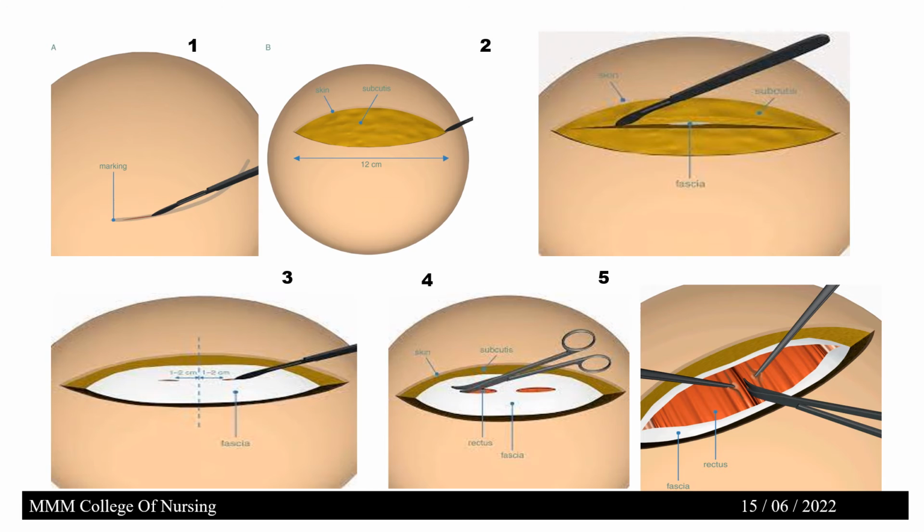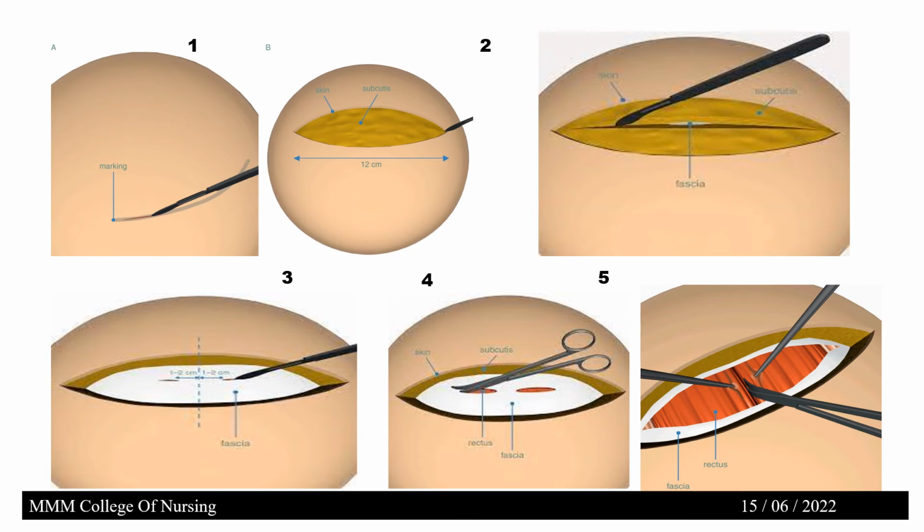When we open the skin, the yellow part is called the subcutaneous fat. In picture 2, you can see the subcutaneous fat being opened with the blade. The skin is also opened with a blade, and the subcutaneous fat is also opened with a scalpel blade.